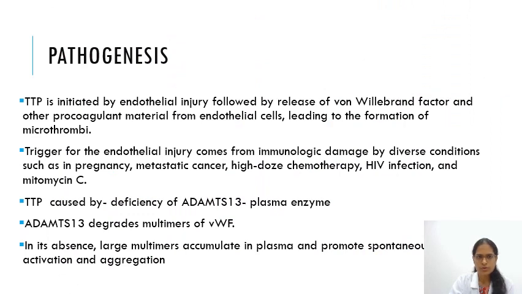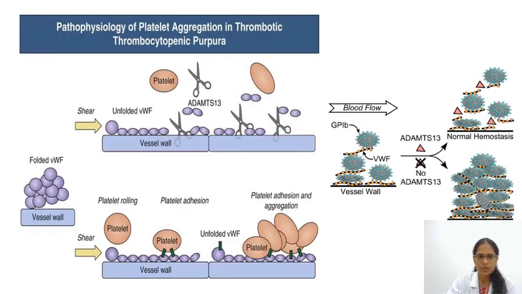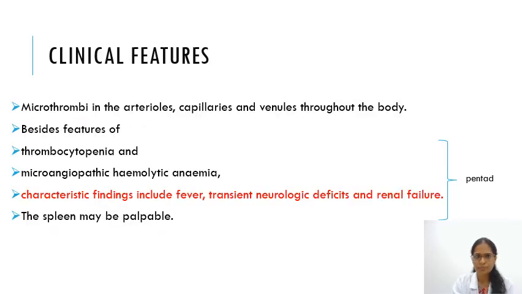So the pathogenesis for TTP is because of deficiency of ADAMTS13, which is a plasma enzyme which degrades the multimers of von Willebrand factor. Normally the ADAMTS13 will cleave the von Willebrand factor to unfold and activate it. But when the ADAMTS13 enzyme is absent, the von Willebrand factor will be present in the multimeric form, which will become inactive and cause bleeding.